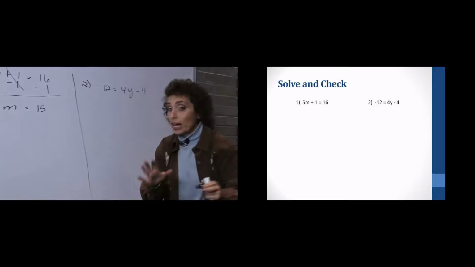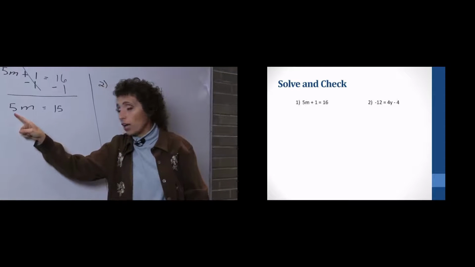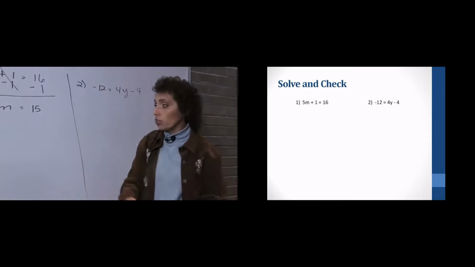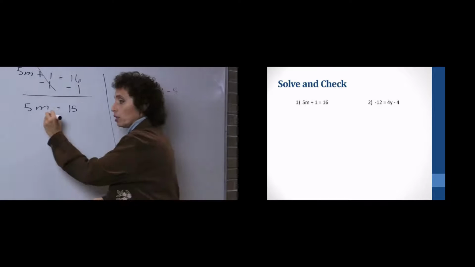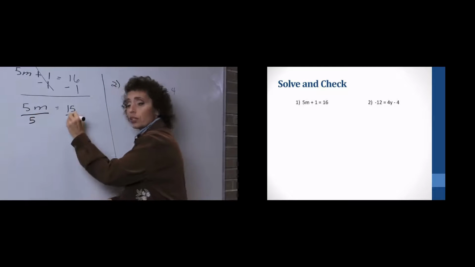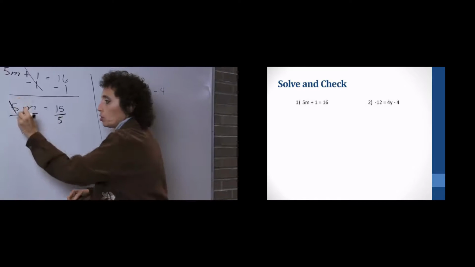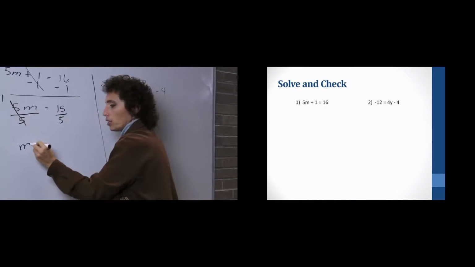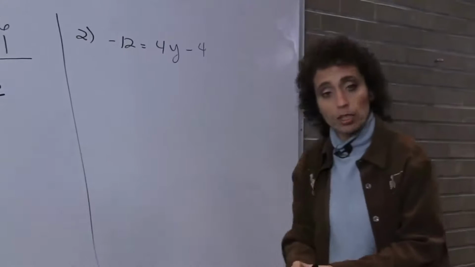Now here's the problem. We're not done. You have to know you're not done. You're not done because the coefficient of M is not 1. It's a 5. So now it's attached by multiplication. We have to divide to get rid of it. So we're going to divide by 5. We have to divide by exactly what's there because when we reduce, this has got to be a positive 1. So that's M equals 3. And again, I'm going to leave the check for you.